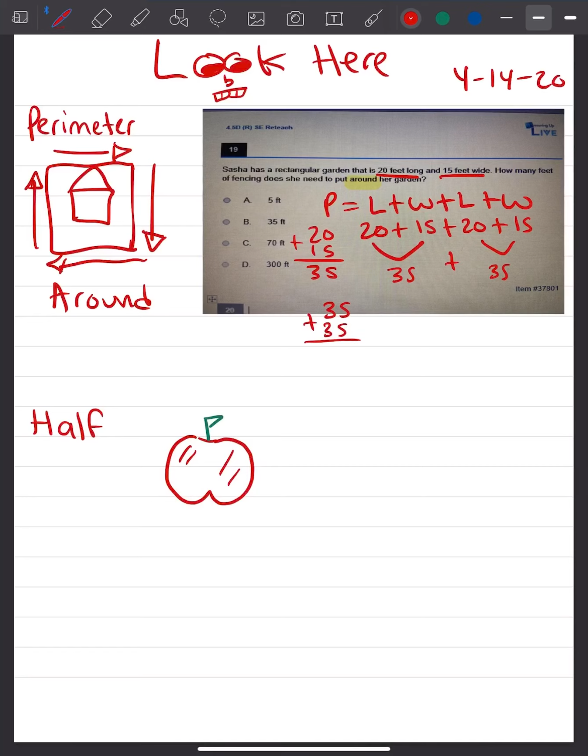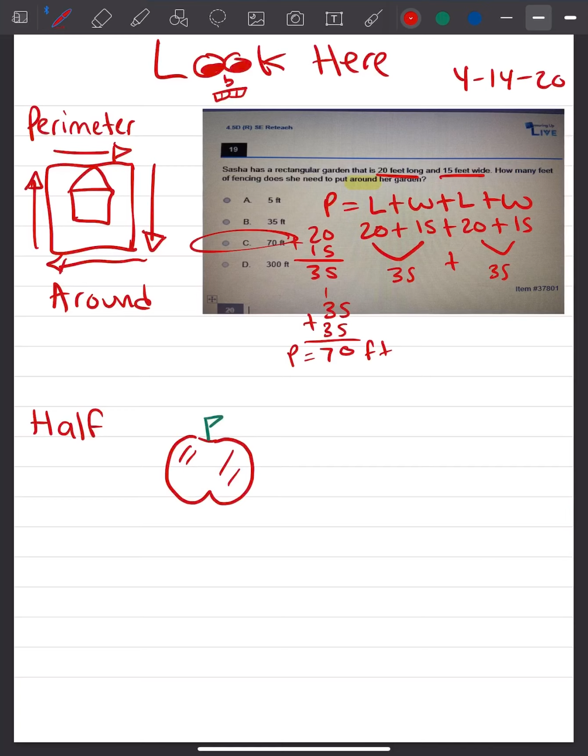And what do we get? 5 plus 5 is 10. Carry the 1. We get 70. 70 what? Feet. Did we find our perimeter? Yes. Our answer is C. Okay, so that is how you solve perimeter. It's all about adding everything around.